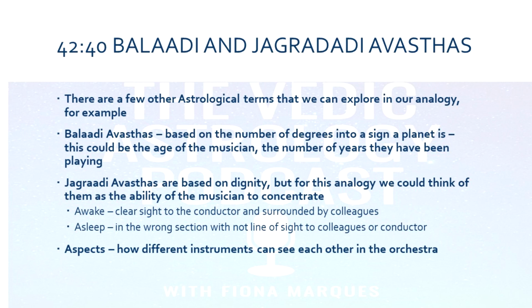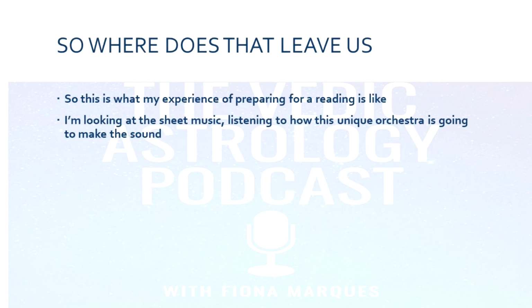If they're awake, they've got Jagrat, they've got clear sight to the conductor and they're surrounded by their colleagues. If they're asleep, they're in the wrong musical section, they don't have a line of sight to the conductor or to their colleagues, so their ability to concentrate on what's happening in the orchestra is quite impacted. All right, so where does that leave us?